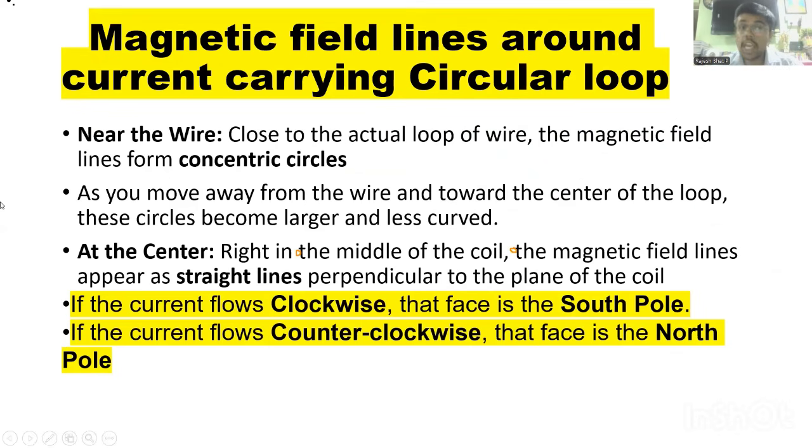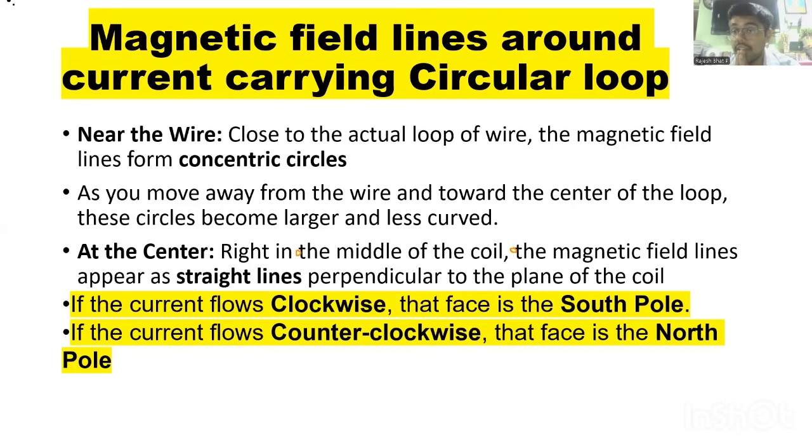Firstly, near the wires, as I told you, they are closed loops, concentric circles. As you move away from the wire toward the center, the circle becomes bigger, less curved, and becomes a straight line. At the center, it becomes a straight line. So what will happen here?